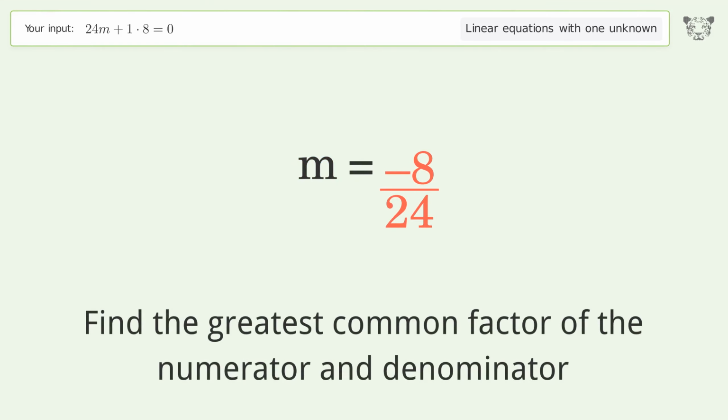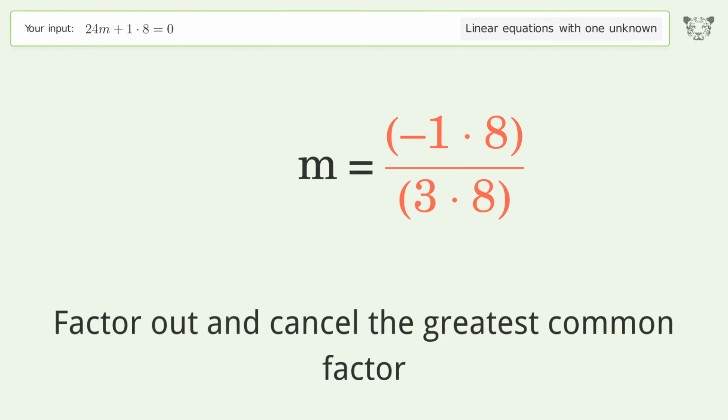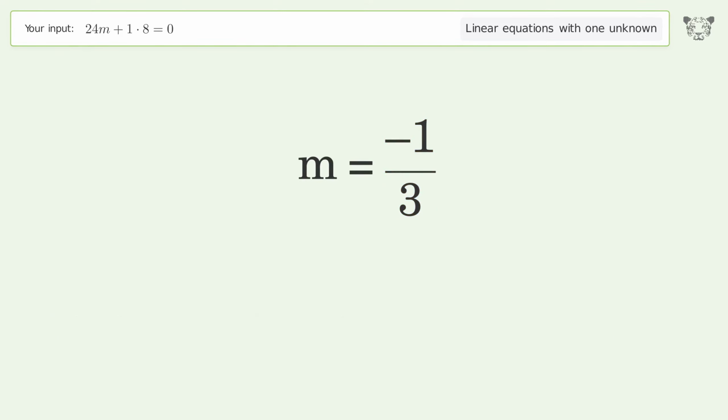Find the greatest common factor of the numerator and denominator. Factor out and cancel the greatest common factor. And so the final result is m equals -1/3.